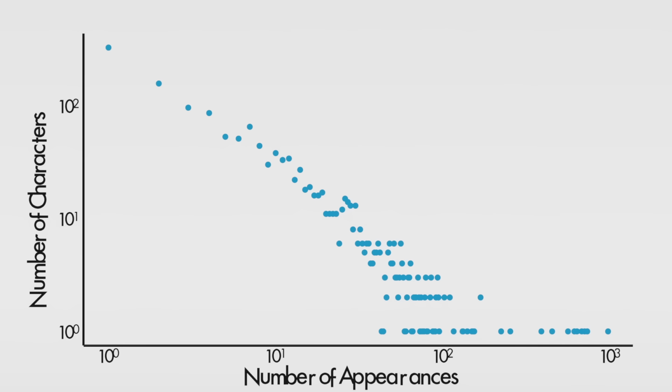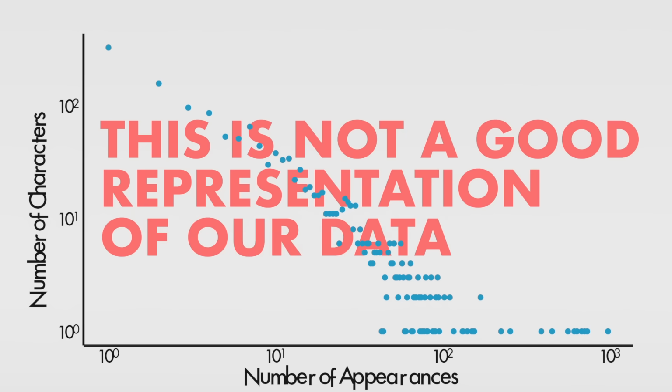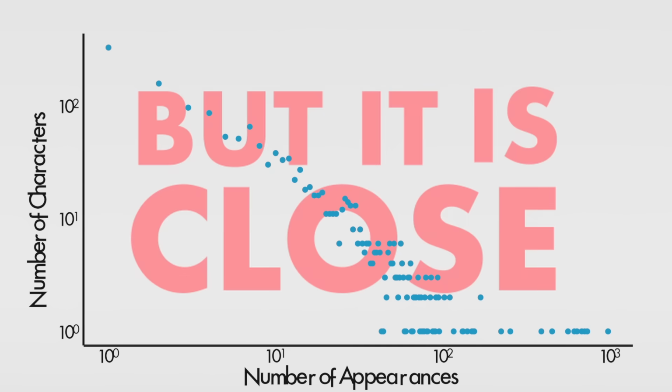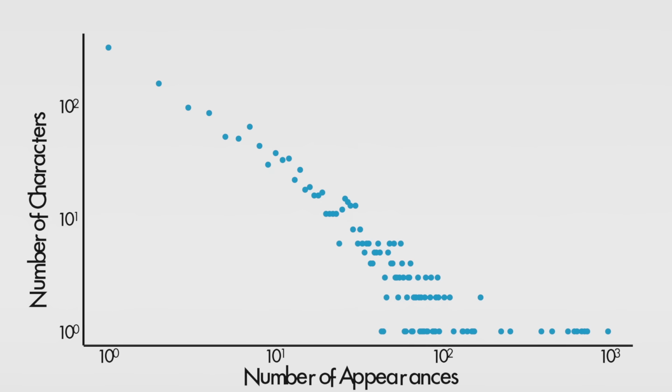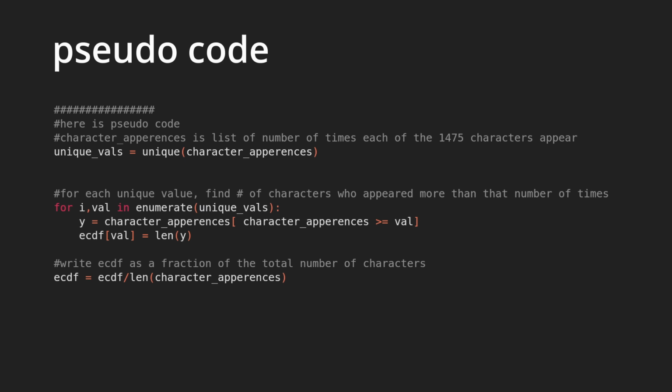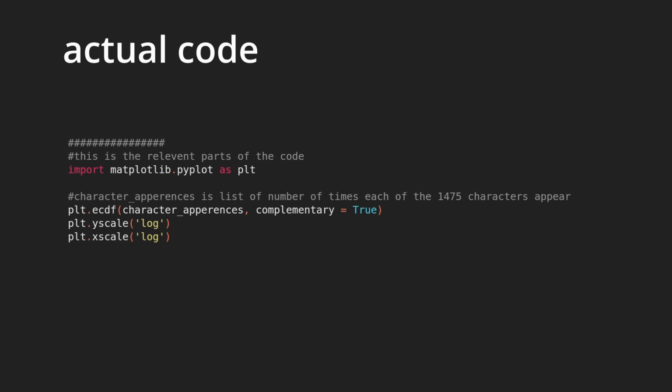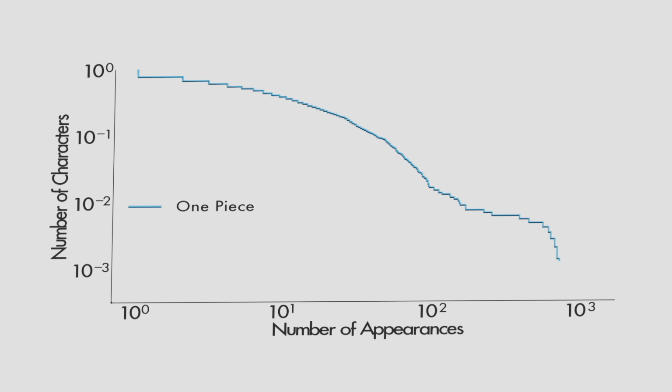Essentially, all this means is that this really isn't a good way of representing our data. But it is close. A common way to fix that is to change the question just a little bit. Instead of asking how many characters appear once, we ask how many characters appear once or more, or 95 times or more, or whatever number we want. And just so we can compare amongst different series, it does also help to write that as a fraction. This is technically called the cumulative distribution function, or CDF, and this is what it looks like for One Piece.